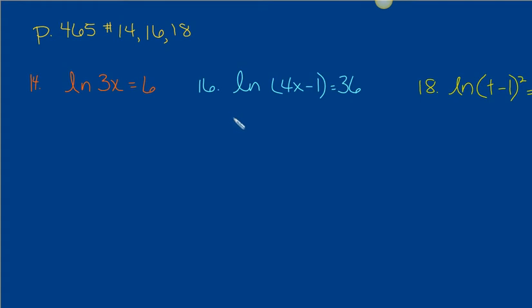Okay, I'm on page 465. I'm going to do some of the even questions from homework, and we're going to be solving for x. As you know, you have to isolate the logarithmic part or the exponential part before you can actually convert over to an exponent or a logarithm.